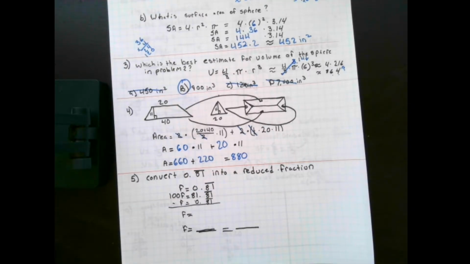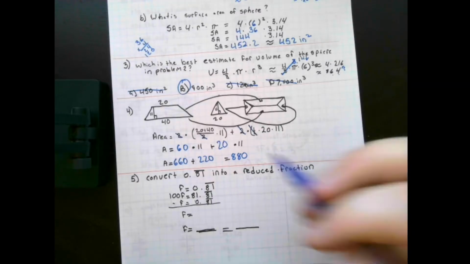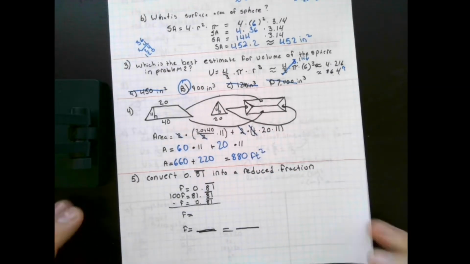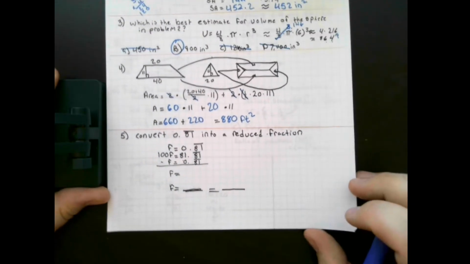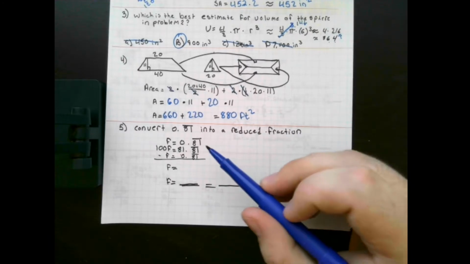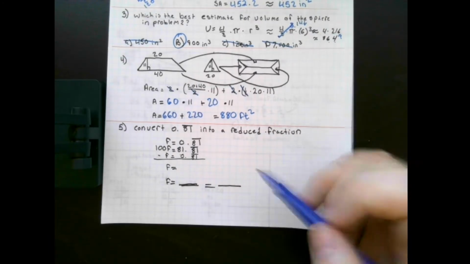Now, our units here are feet, so it's going to be in feet squared. Now, question number 5 is our next starred problem. It says convert 0.81 repeating into a reduced fraction.